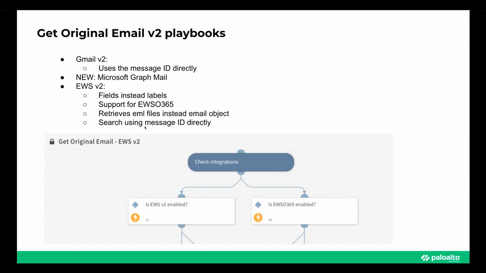So this is a unique ID which helps us to retrieve the email. In the AWS V2 Get Original Email playbook, we added a new section, a new path for the AWS O365 integration. So now this integration is being supported as well in order to retrieve emails. And as I said earlier, we are now retrieving the email files instead of email objects.